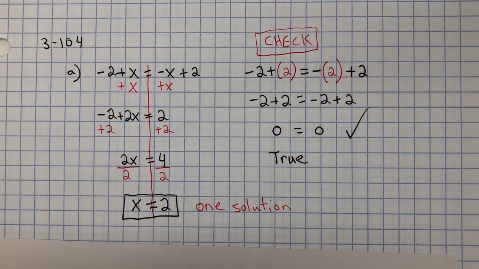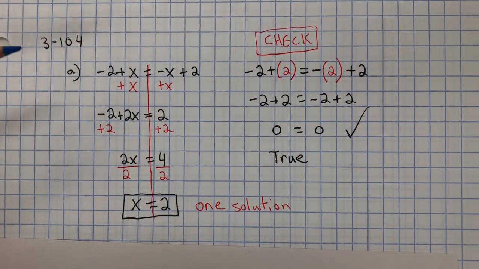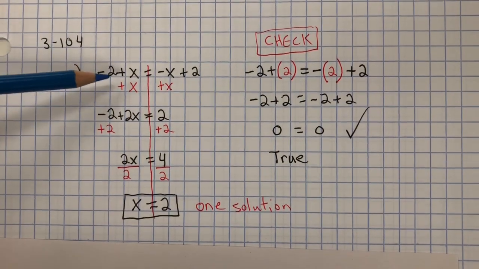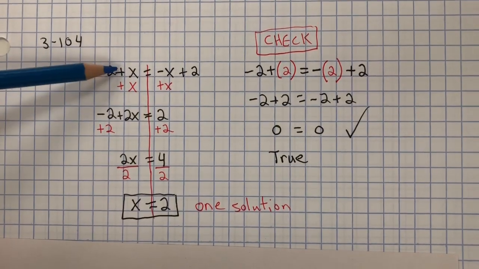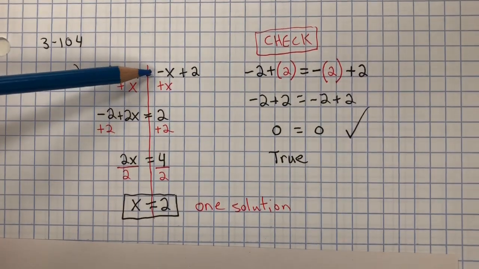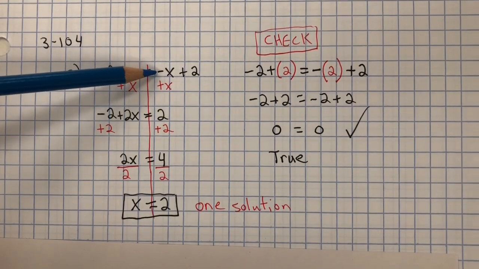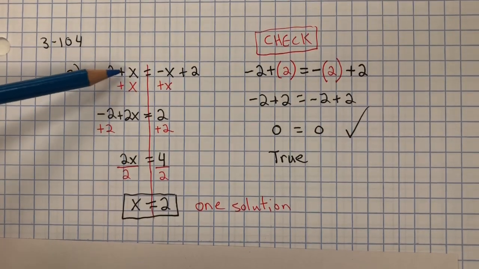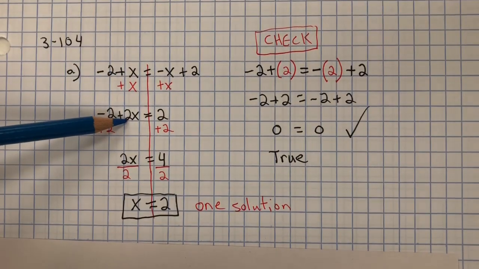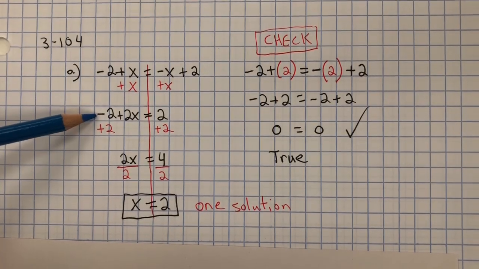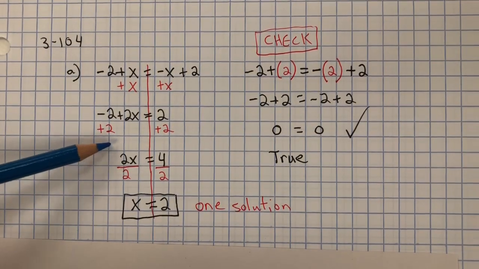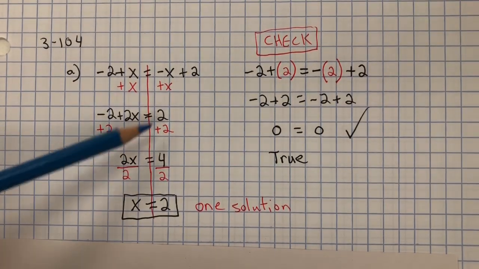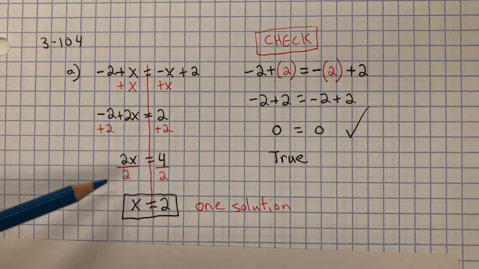In problem 3, 104, you needed to solve each equation and check if possible. I did the inverse operation of subtraction, which is addition, so I added x to both sides. That created a 0 pair. X plus x equals 2x. Inverse property of subtraction is addition, so I add 2 to both sides of the equation. 0 pair. 2 plus 2 is 4.